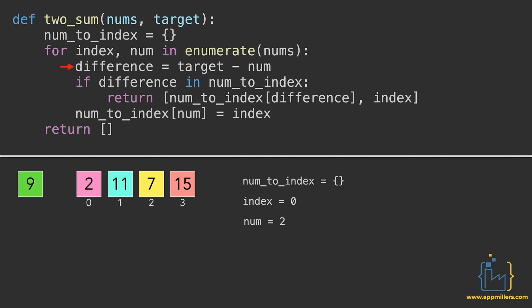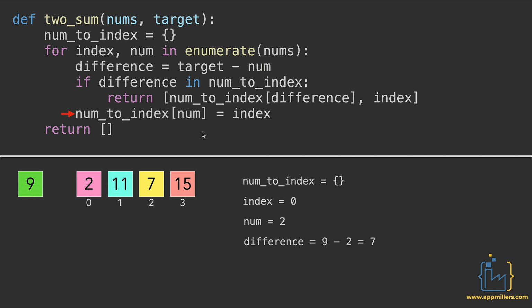Then the next step is we are going to find out the difference between the number that we have in this current iteration and the target. Now the target is 9 and the number that we have over here is 2, and 9 minus 2 is going to be 7. Then we are going to check if this number that we have found is in the number to index dictionary or not. So in the first iteration, the number to index dictionary is empty, so it's not there. So we are going to take the number and its index, and insert it into the number to index dictionary.